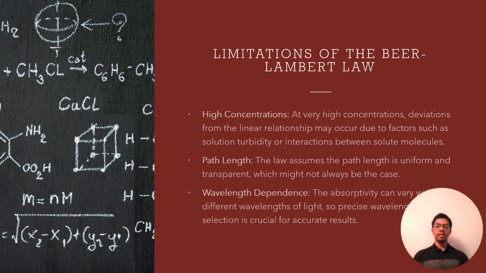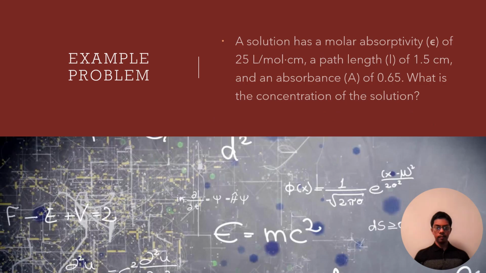And now wavelength dependence. The absorbance actually depends on the different wavelengths of light. So having a precise wavelength can make sure that you have the most precise results, and making sure that it's consistent in an actual experiment environment would be important for making sure that your lab results also remain consistent.